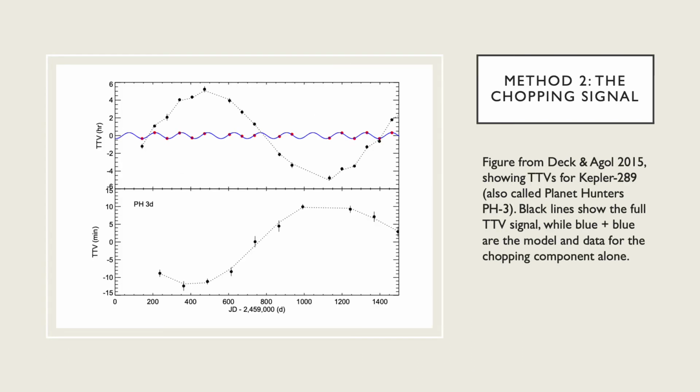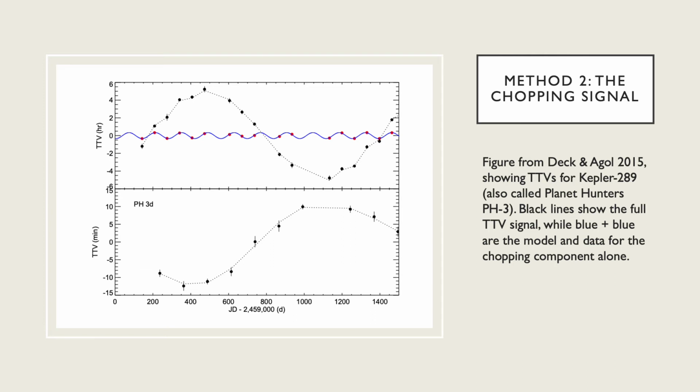The next method to eliminate degeneracy is extremely powerful. So this is the chopping signal. So here I show a paper from Kat Deck and Eric Agol's 2015 paper where they derived the equations for this short period chopping signal. The overall transit timing variation signal is a combination of various components, one of which is a large amplitude sinusoidal component that is generally the dominant term you see when you look at these plots.